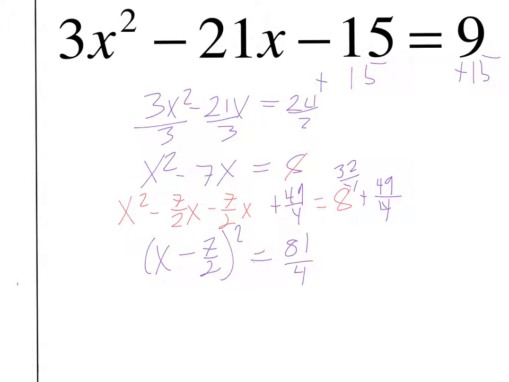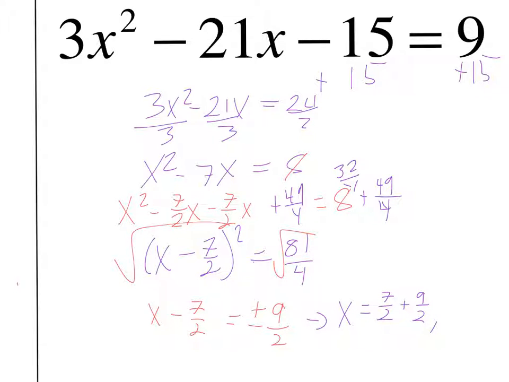Okay. Then I'm going to take the square root of both sides. So I get x minus 7 halves is equal to the square root of 81, which is 9, over the square root of 4, which is 2. So 9 halves. And I get, adding 7 halves to both sides, x equals 7 halves plus 9 halves, and x equals 7 halves minus 9 halves. In other words, 7 plus 9 is 16, over 2 is 8, and 7 minus 9 is negative 2, over 2 is negative 1.